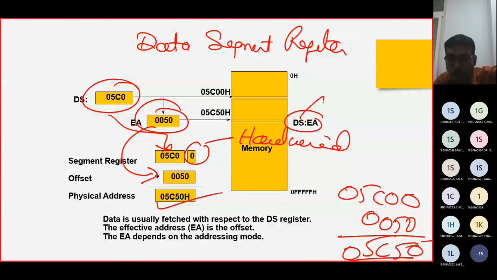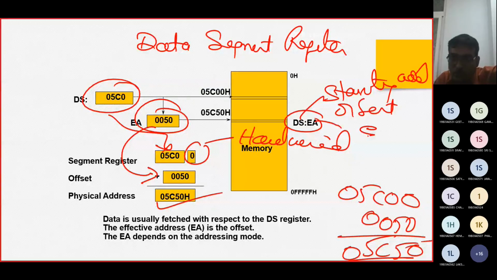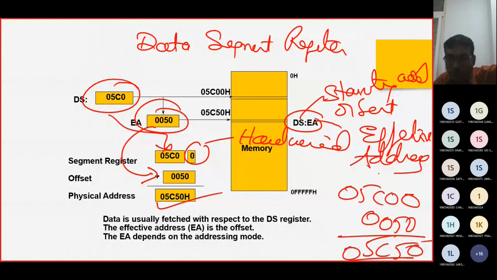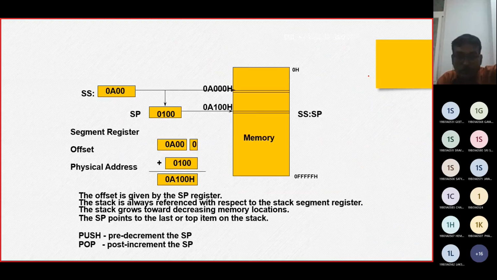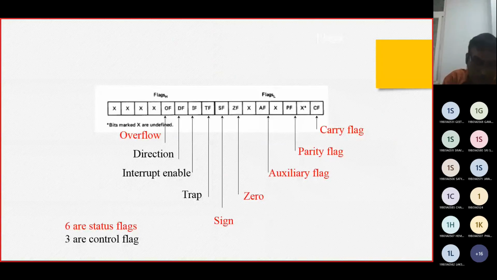So first part we call it as a starting address of segment. The second one we are going to calculate effective address. So these will be the equivalent 16 bit addresses, and the right hand side will be equivalent 20 bit addresses. So this is how we are discussing about the segment registers.